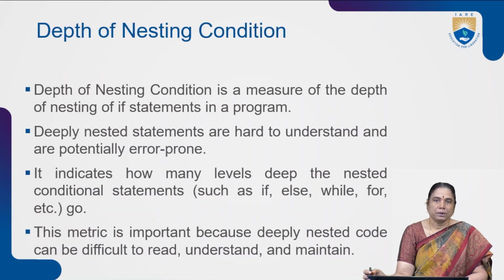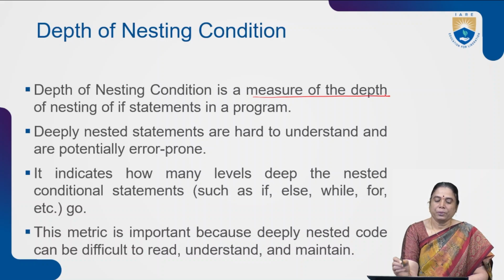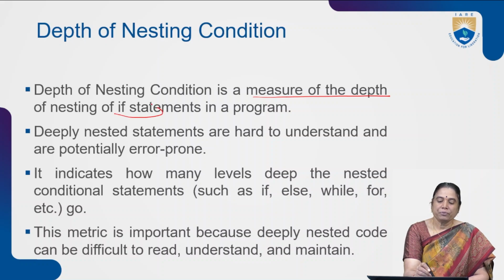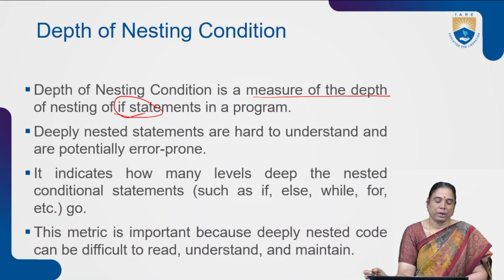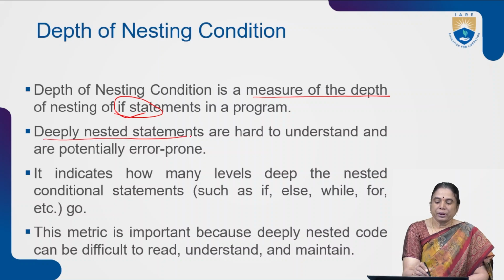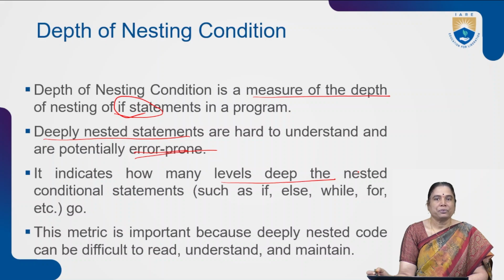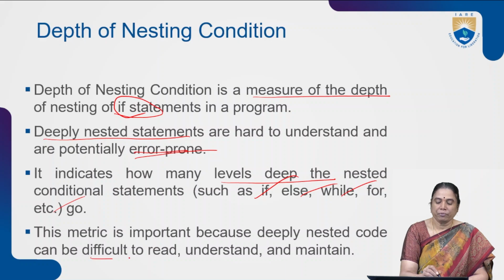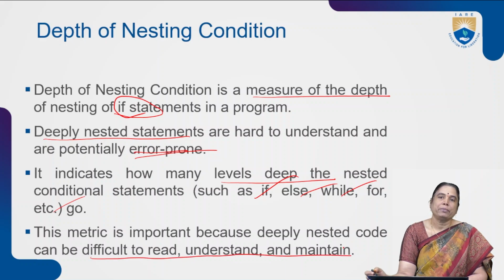Depth of nesting condition is one more metric. Here it is a measure of the depth of nesting of if statements in a program. Deeply nested statements are hard to understand and potentially error-prone. It indicates how many levels deep the nested conditional statements such as if, else, while, and loops go. This metric is important because deeply nested code can be difficult to read, understand and maintain.